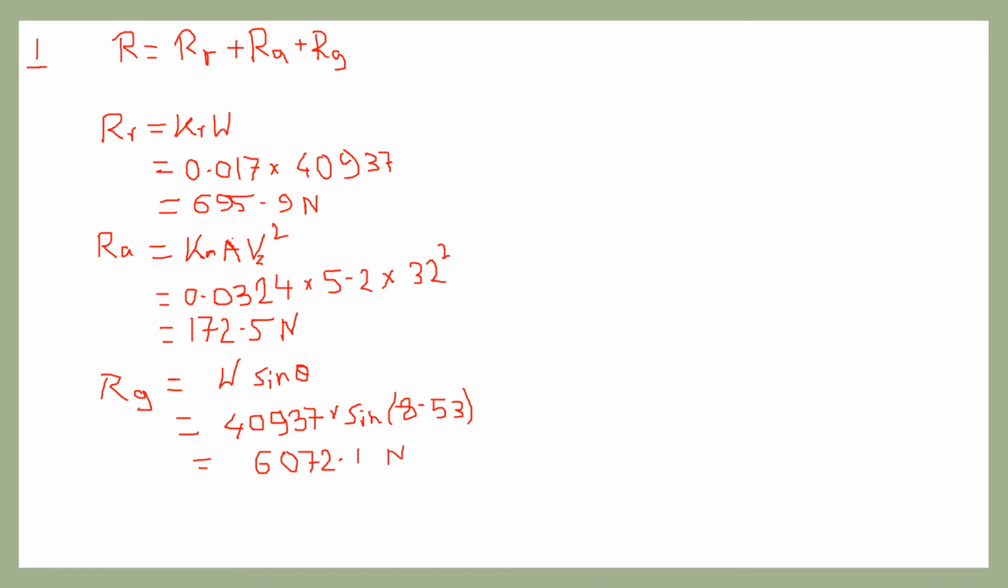So now the value of R is equal to the summation of these: 695.9 plus 172.5 plus 6072.1, equal to 6940.5 Newton.